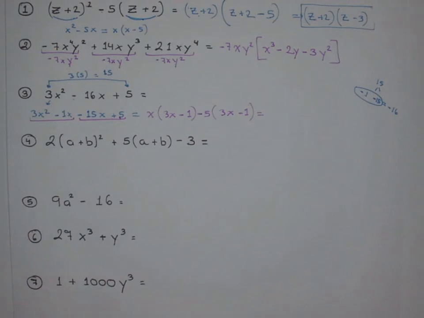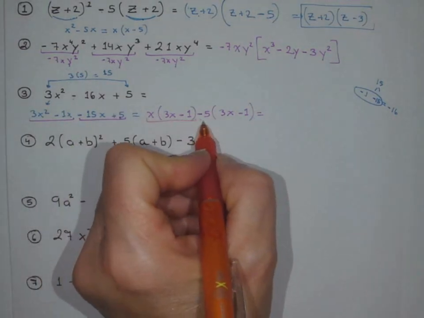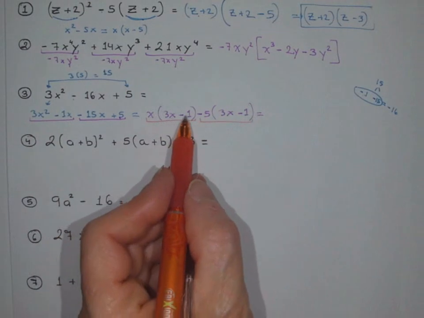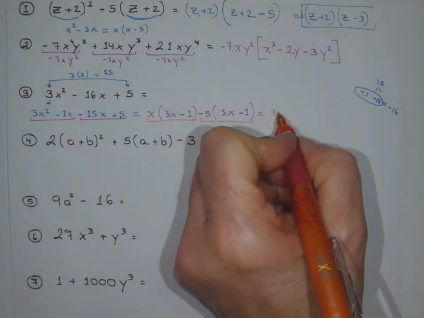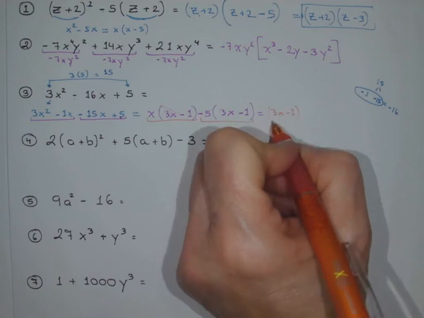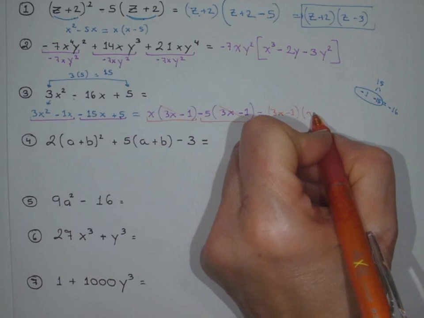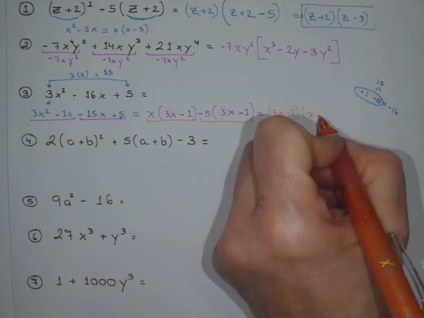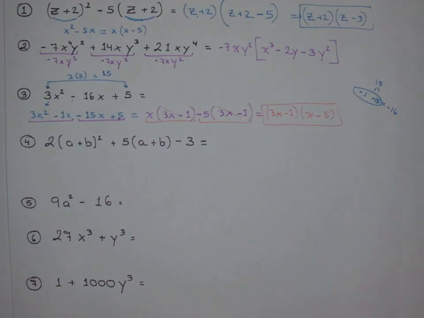Okay, so now what do those two terms have in common? Well, they both have a 3x minus 1 factor, right? 3x minus 1, 3x minus 1, so we're going to factor that out. And once you factor out 3x minus 1, here you're left with x, and here you're left with minus 5. And that will be your factored form. So that's the grouping method here.